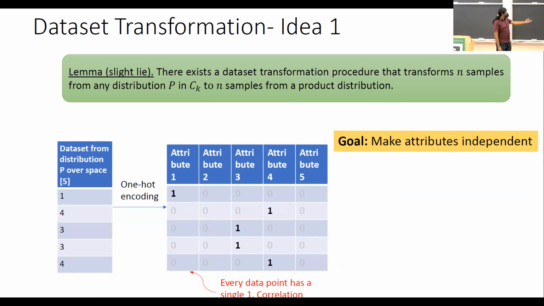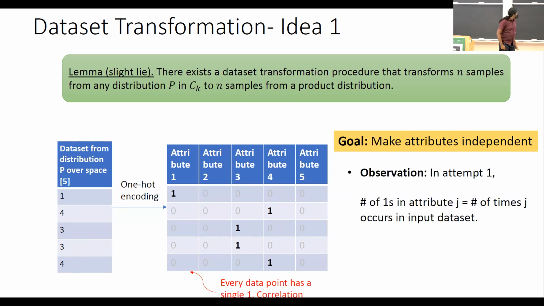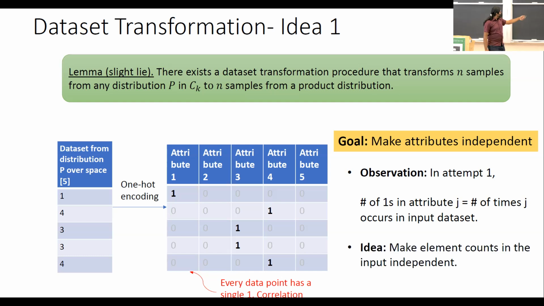So what's our goal? We want to somehow get this to work and we want to make the attributes independent. And so our key idea is the following observation. When you do one-hot encoding, observe that the number of ones in an attribute is the number of times that element occurs in the input data set. Because we only put a 1 in an attribute when the corresponding element occurs in the input data set, otherwise it's a 0 in one-hot encoding, right? And what this means is that if we can make the element counts in the input independent, then the number of ones in each attribute will be independent, which means the marginal distributions of the columns will be independent. So that's the main idea of our algorithm.